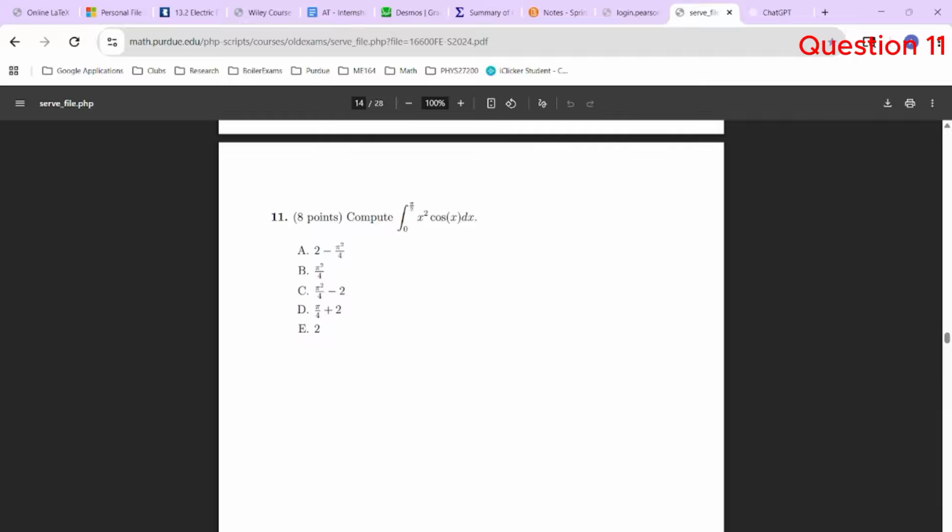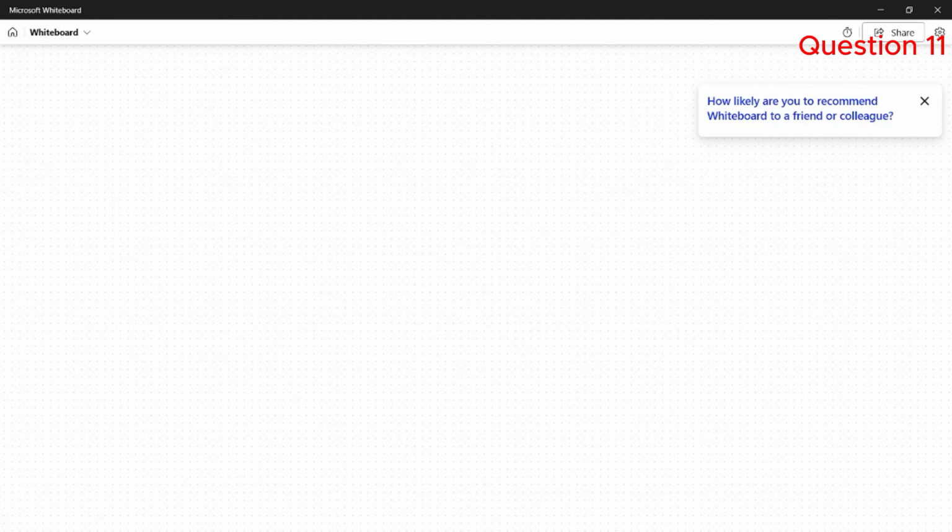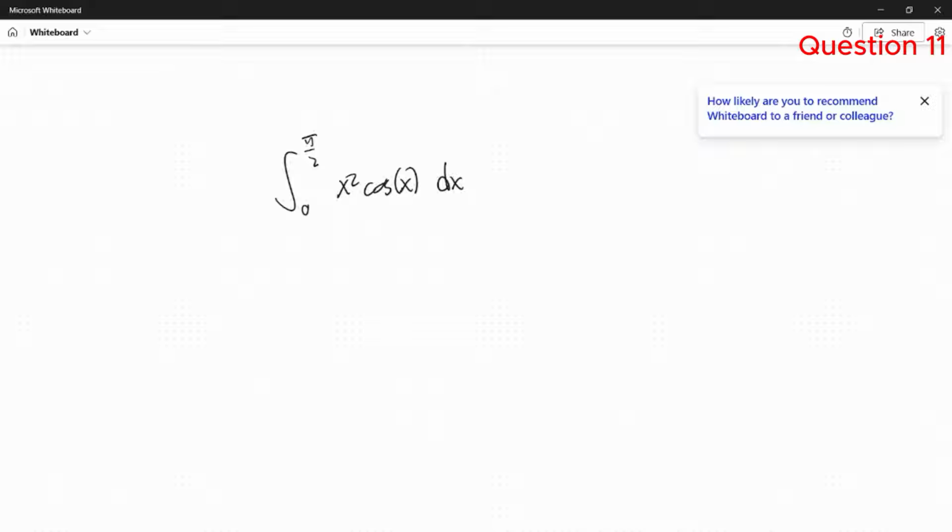Welcome back. Today we will go over question 11. Compute the integral from 0 to pi over 2 of x squared times cosine of x dx. I'll write out the integration that we need to do here. And let us begin. We see the product of two different functions that we think we cannot integrate together using our regular integration techniques. We immediately think integration by parts.